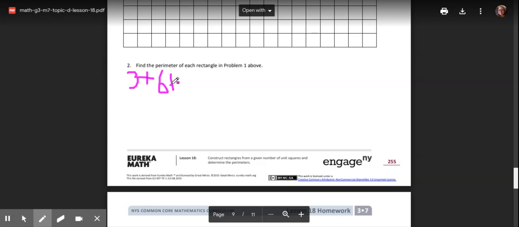plus 3. That's a bad plus. Let me try to fix that there. Plus 6 equals. And if I double 6, I get 12. And if I double 3, so 3 plus 3 is 9. No, it's not. That's multiplying. So 3 plus 3 is 6.